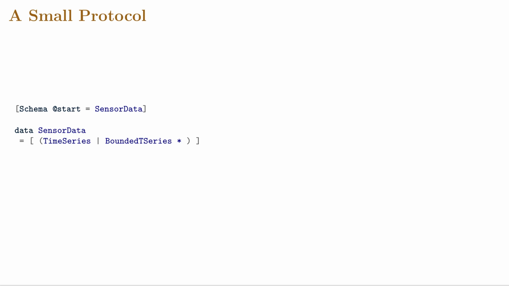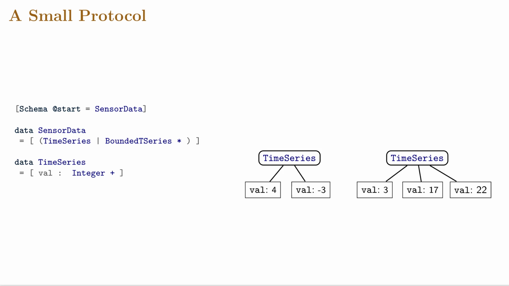Here I've structured the data that we're getting into sensor data packets, which consist of either a single time series or a sequence of bounded time series. And we can see that as a sequence of bounded time series by this Kleene star here. And a time series here is a sequence of values, so one or more values. And a bounded time series is the composition of an integer that represents the maximum of that time series as well as the time series itself.